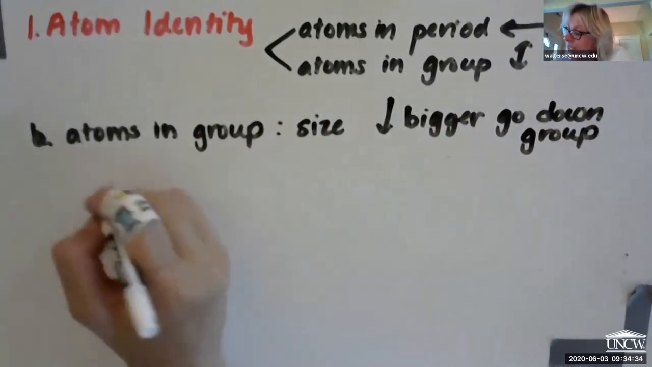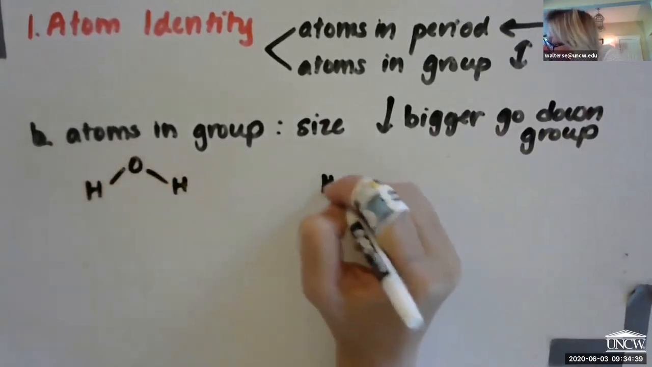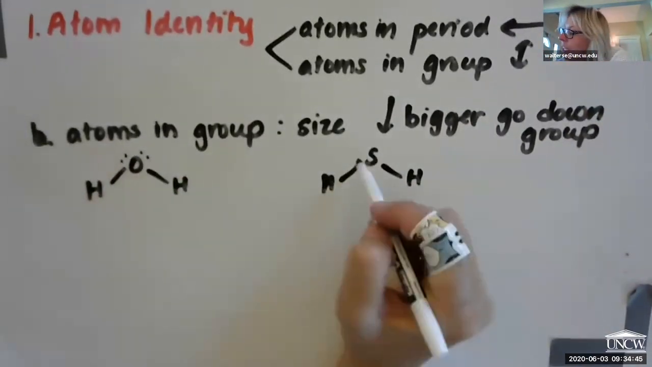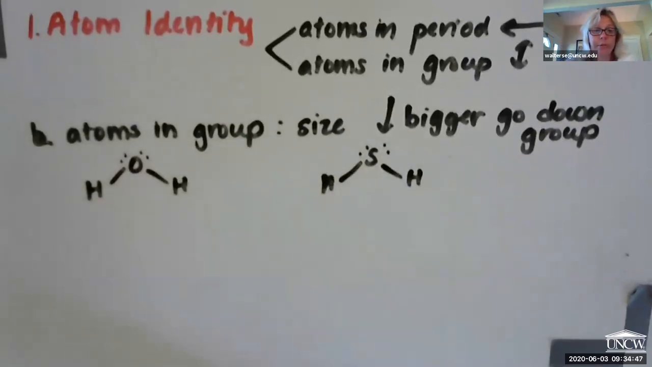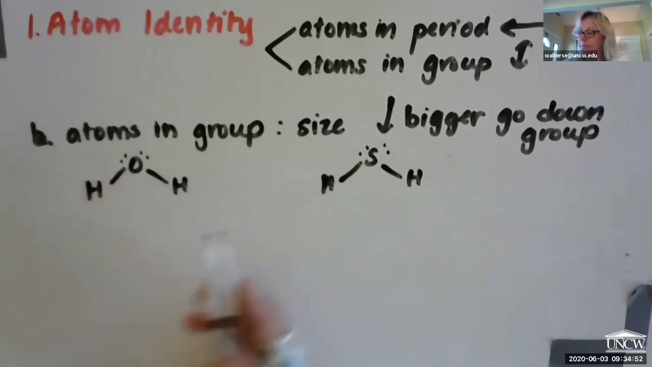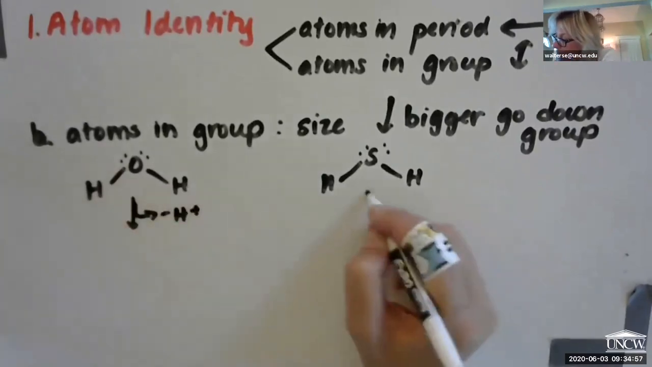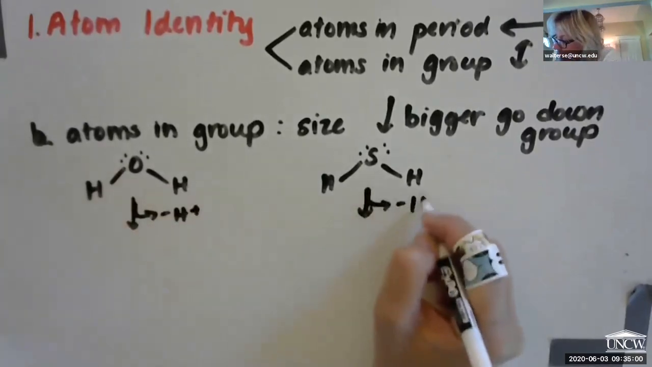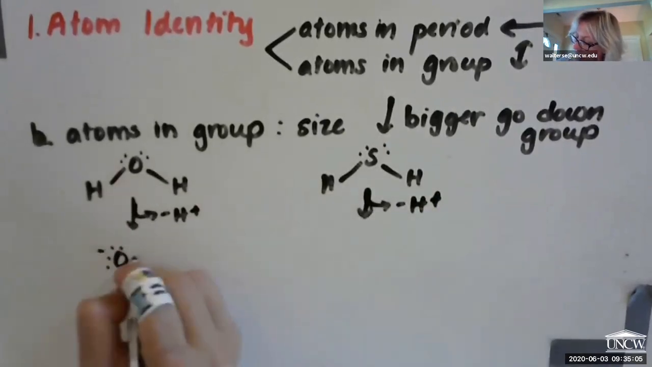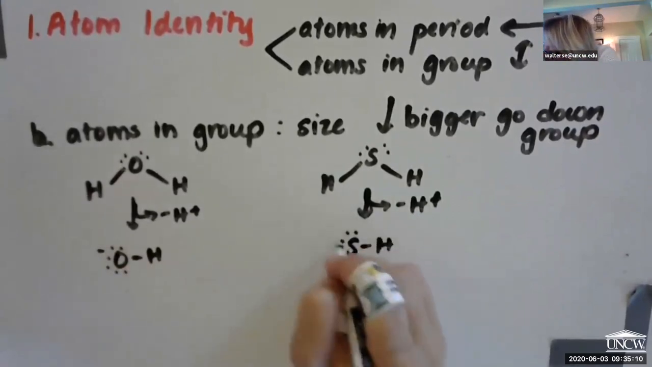So now what we'll take is water and compare it to dihydrogen sulfide. So oxygen and sulfur are in the same group. Sulfur is bigger than oxygen. If both of these species lose a proton, then we end up with our negative charge on an oxygen and our negative charge on a sulfur.